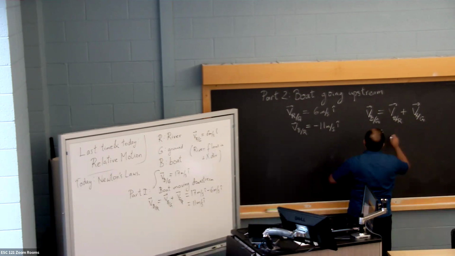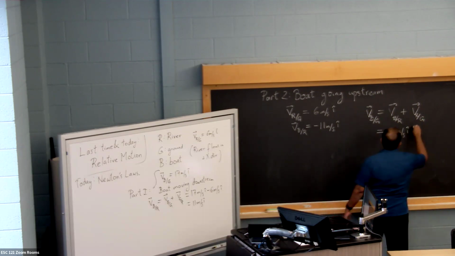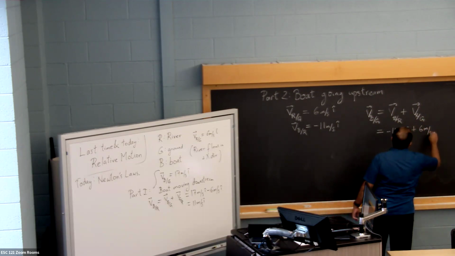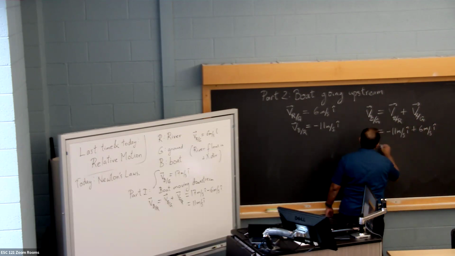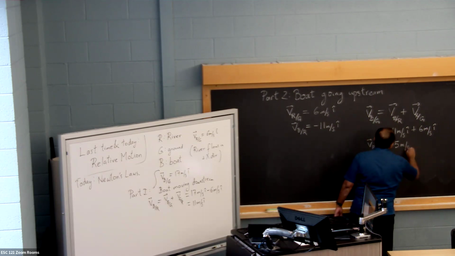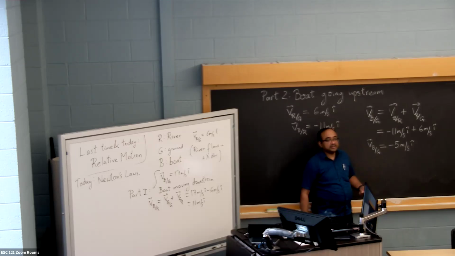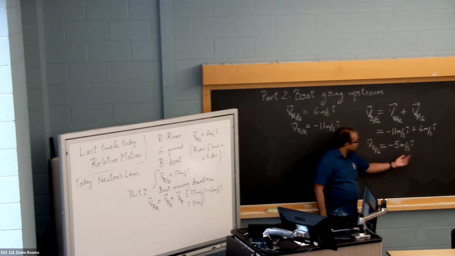Boat with respect to the river is negative 11 meters per second I hat. River with respect to the ground, 6 meters per second I hat. And so what we see is that the observer on the ground will see the boat moving at negative 5 meters per second I hat. The minus sign simply tells us that it's moving upstream, right? So it is moving faster than the river is flowing downstream. So it does make its way upstream, but at a slower speed.